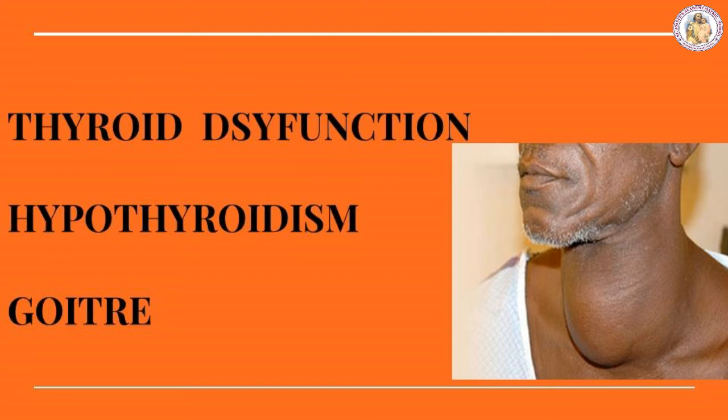So, add more iodine to your food. This is commonly prevalent in Himalayan regions because they have a low level of iodine content in the soil too. This leads to the enlargement of the thyroid gland, which causes a marked swelling in the neck region. So, this disease is named goitre, which is the deficiency of iodine.